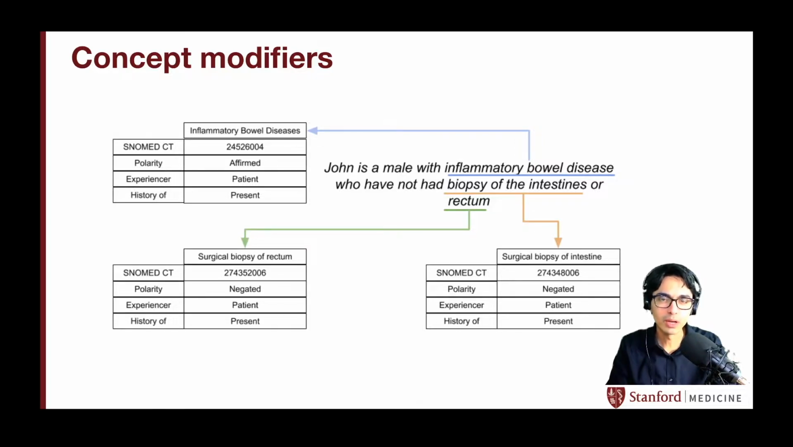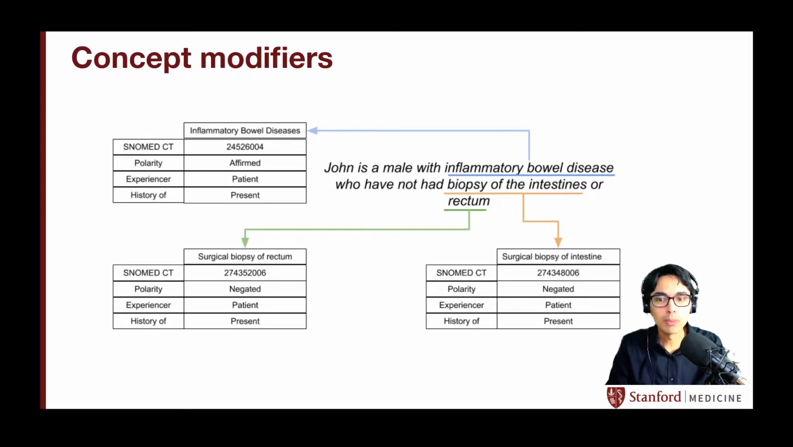Let's start with this phrase and let's dig into that. John is a male with inflammatory bowel disease who has not had biopsy of the intestines or rectum. First, what this pipeline does is extract clinical concepts out of that sentence. We are extracting inflammatory bowel disease, surgical biopsy of rectum, and surgical biopsy of the intestine. Those three concepts have a concept associated. In this case, the three of them are SNOMED CT concepts, but those have some particularities.